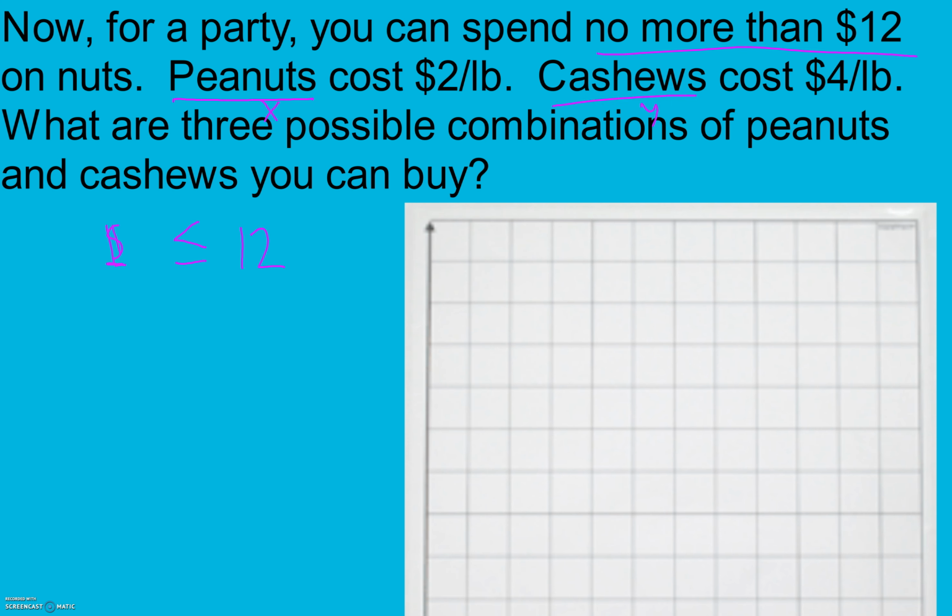So the amount of money we spend is how much we buy times price. Price times quantity. Here for peanuts, our price is 2. And for cashews, it's 4. Again, we could use intercepts to solve here if we wanted. We can also solve for y and get it in slope intercept form and go from there.